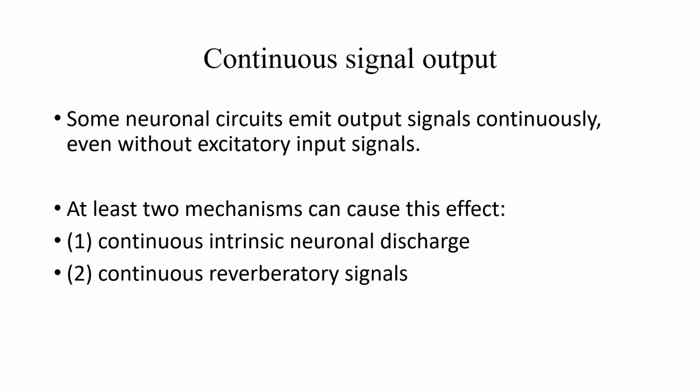This type of neuronal circuit is called continuous signal output. And this continuous excitation is because of one of two mechanisms. Either because it has a continuous intrinsic neuronal discharge, similar to the one in the cardiac cells, or it has continuous reverberatory signals that are resistant to fatigue.